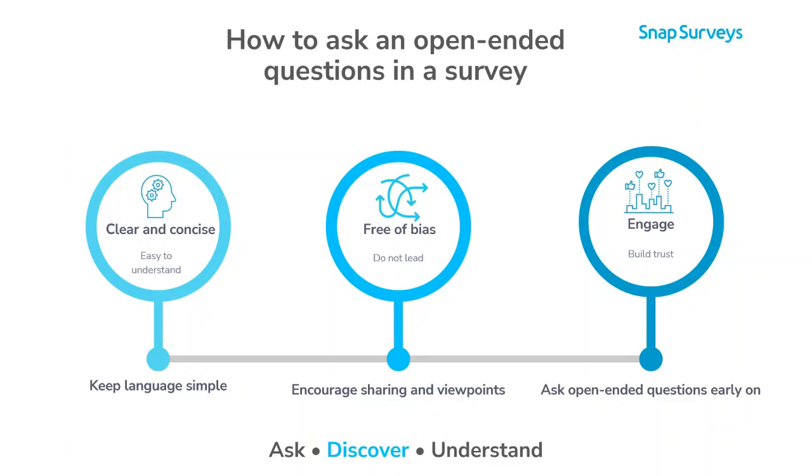Keep your questions free of bias if you can. Try not to lead them. This encourages more sharing of their viewpoints. And finally, open-ended questions are actually a very engaging type of question within a survey. Engaging types of questions help to build trust in your respondent. Asking an open-ended question earlier on in a survey actually means they're more likely to continue on and complete a survey as well.